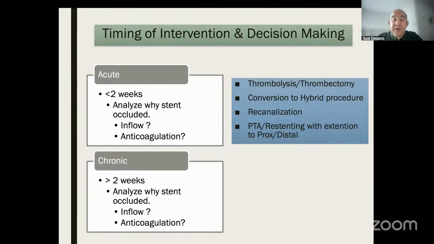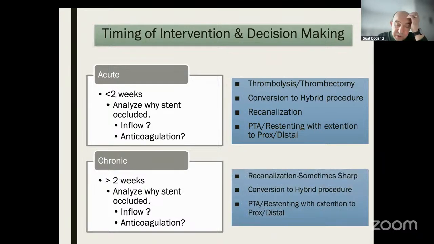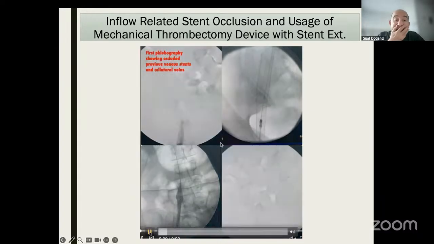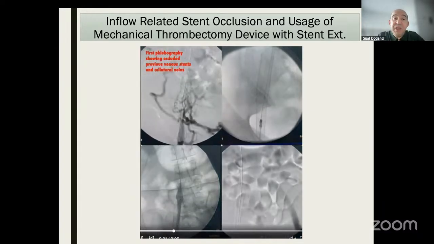And if it is a chronic case, then I think sometimes we can recanalize it again, or maybe we can still convert to hybrid procedures, and we can do balloon angioplasty, restenting, or maybe debulking related with this problem. I will show some cases of mine which I have done before. As you see, this was an inflow related problem.